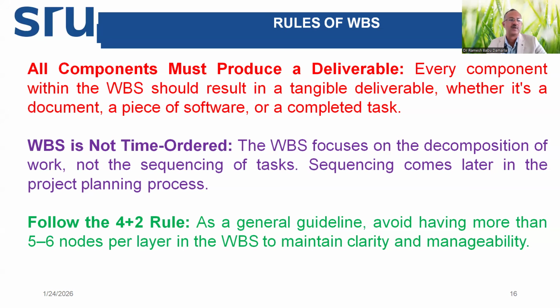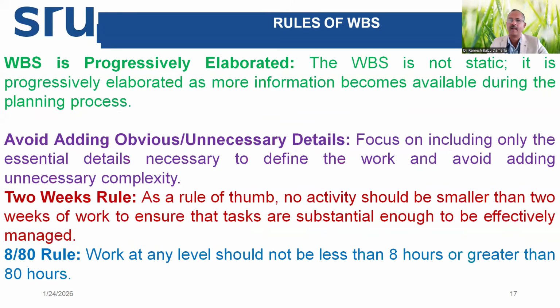Another rule is follow the 4+2. Try to divide into 4 to 6 tasks. Suppose there is one sub-assembly which has got 40 subtasks. Try to group those 40 into 5 different categories and put them under that heading. That's all. Then WBS should always be progressively elaborated. As we go down from top level, level 1, 2, 3, 4, 5, more details are available for people to understand easily. Avoid adding any obvious things. Include only what is necessary to define the work.